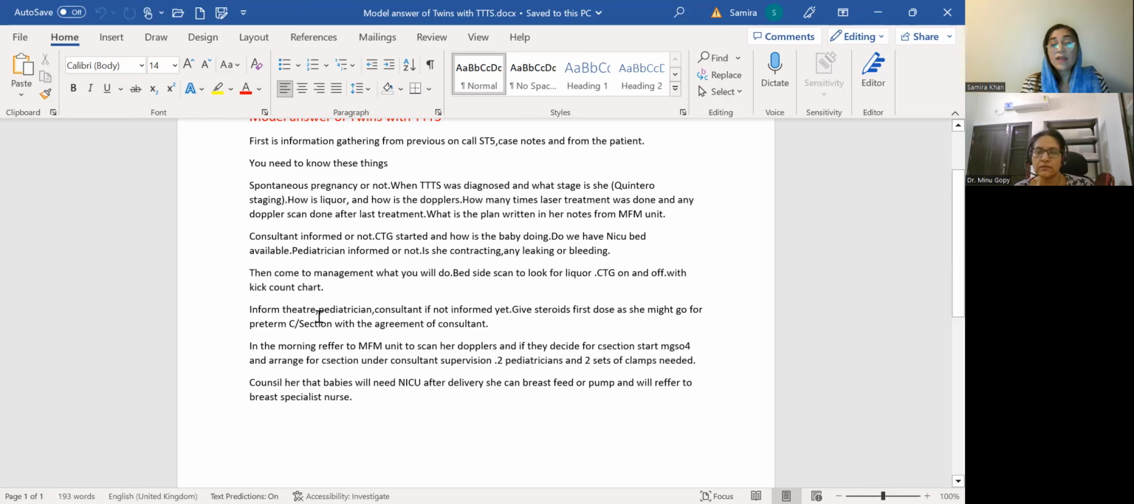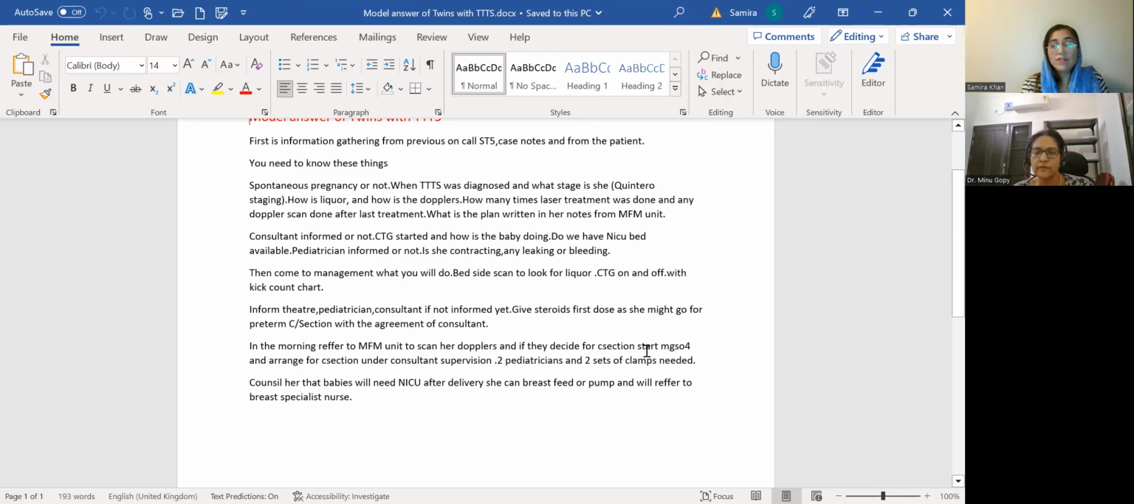And informing theater that anytime you might need to take this patient for cesarean section. A pediatrician's consultant, if not informed yet. You said about steroid, you said about preterm cesarean section, as you might go for the preterm cesarean section. Okay, in the morning, refer to the fetal maternal unit.